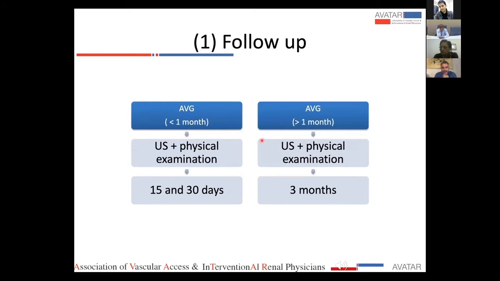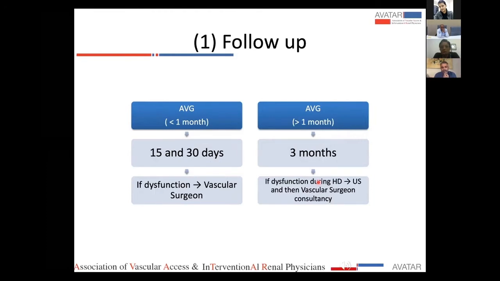As a recommendation, we suggest an ultrasound examination and a physical examination every 2 weeks in the new vascular access, and every 3 months in stable vascular access without sign of dysfunction. If we identify a vascular access dysfunction, it is mandatory to ask for a vascular surgeon consultancy in order to better identify the problem and proceed with the best clinical practice according to the local guidelines.